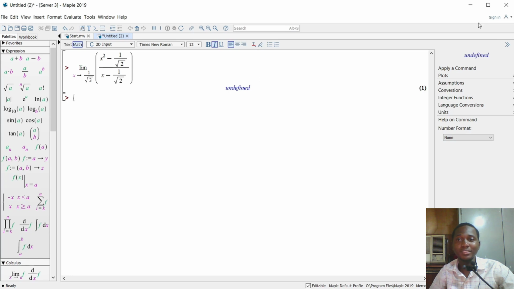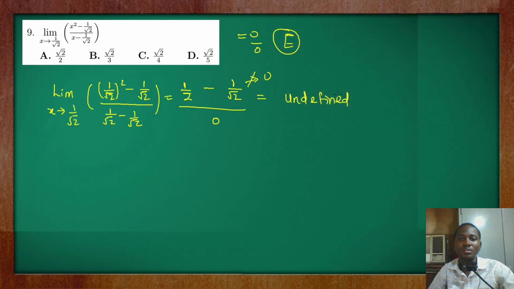Okay, now let's just continue. That is just for us to confirm with the software. You can use any math software. You can use your Wolfram, you can use your MATLAB, you can use anything to confirm. You see that this will still give you undefined. So let's just move on. So this is what's undefined, so that means our answer is not part of the options. So alright, let's just move on to the next question.